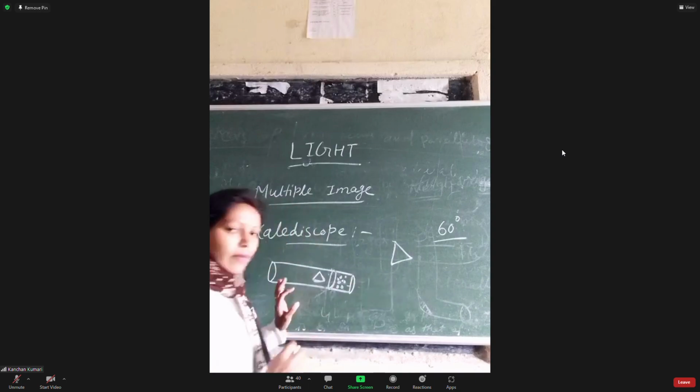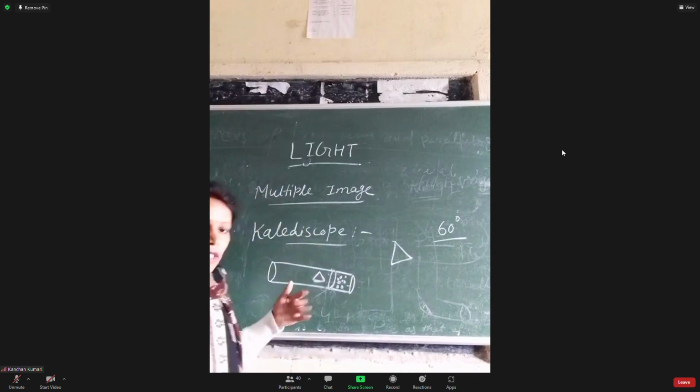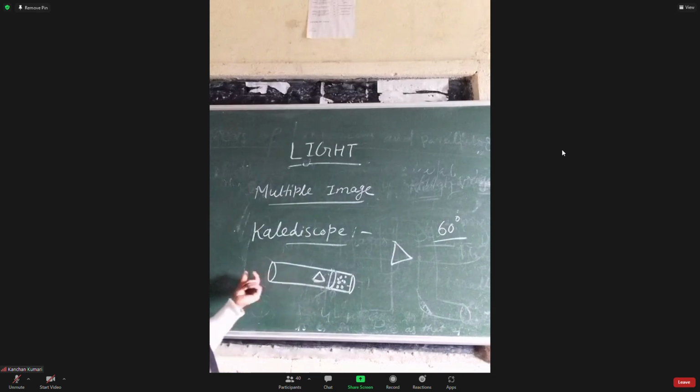So whenever we see, an image once found is not repeated again.